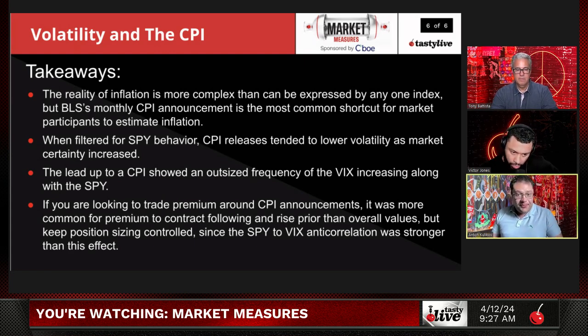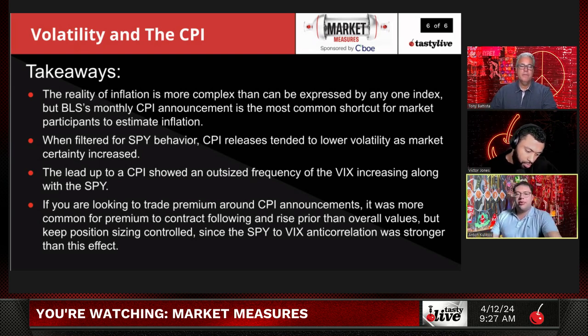CPI number itself. Okay, so when you filter for the SPY behavior, CPI releases tended to lower volatility as market uncertainty increased. Up to CPI showed an outsized frequency of the VIX increasing along with the SPY. Okay, so on those, you look at the 0DTE options, the 1-day options, right? You notice that when you go up into the event, you get a bump in vol. It always comes down after the fact.